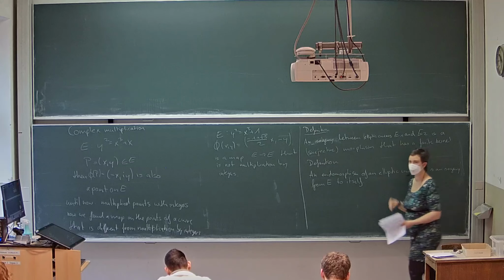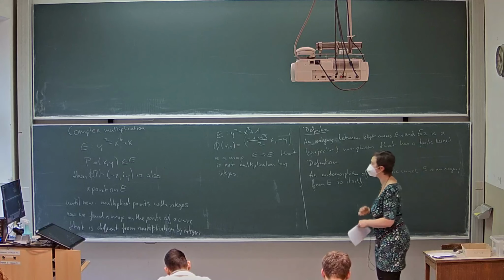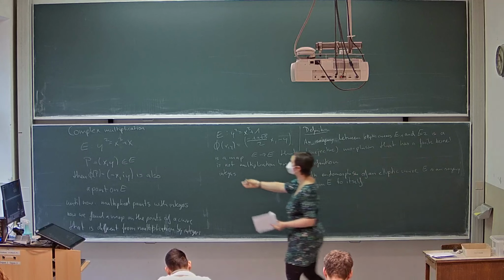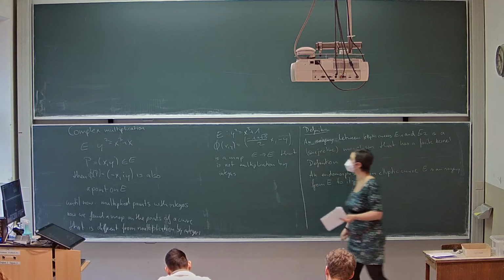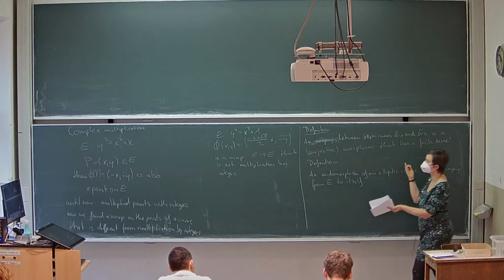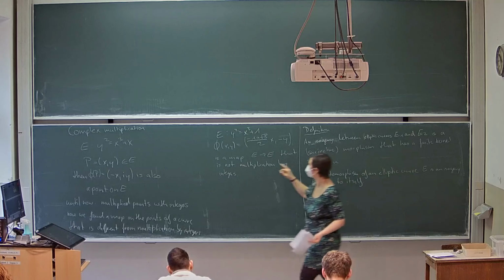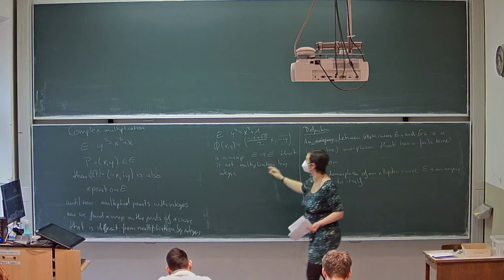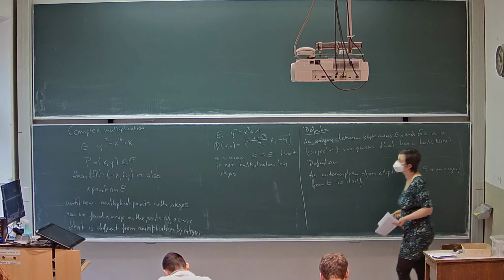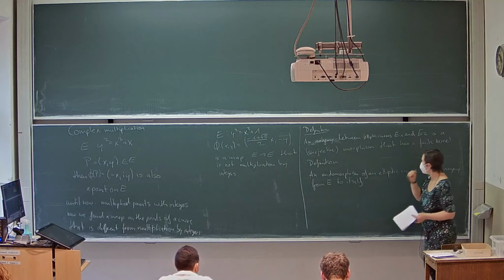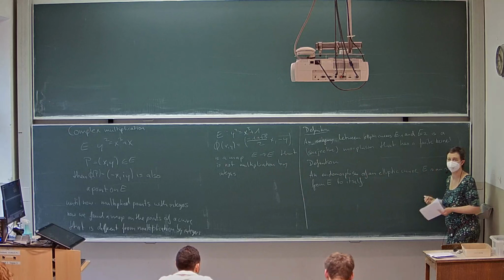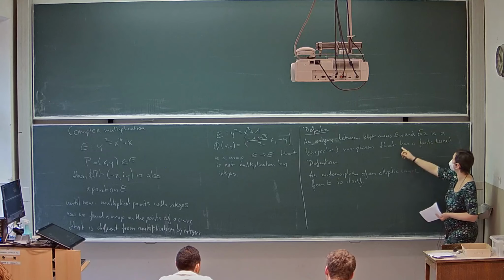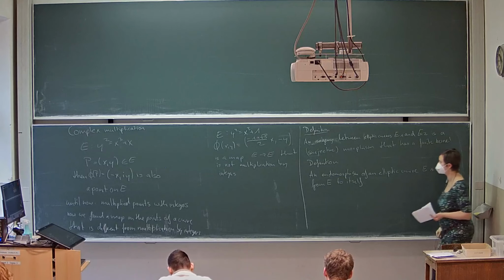Okay, so multiplication by n, for n an integer, is always an endomorphism because it is a map from the curve to itself, and its kernel is the n-torsion points, and there are only at most n squared of them, so it has a finite kernel.